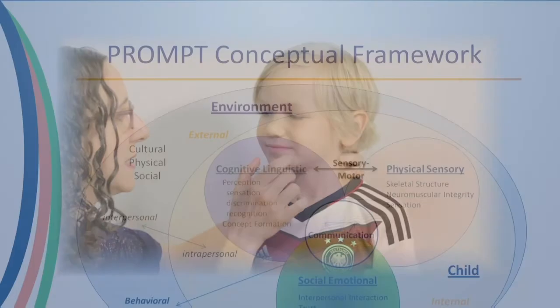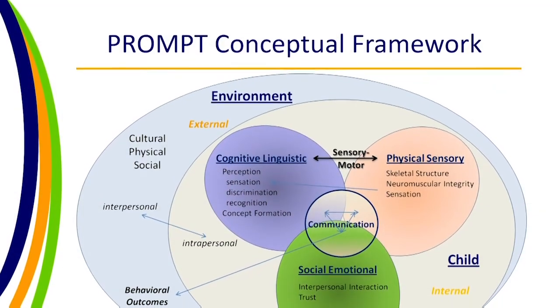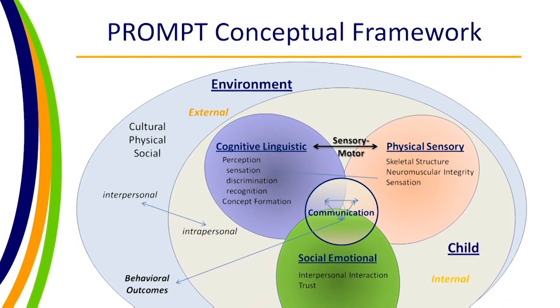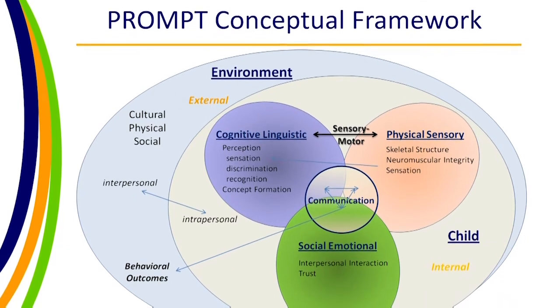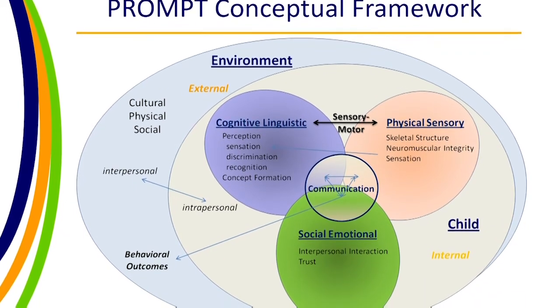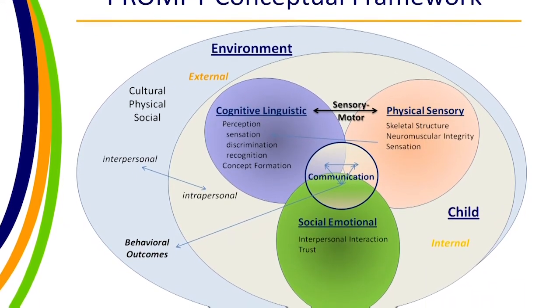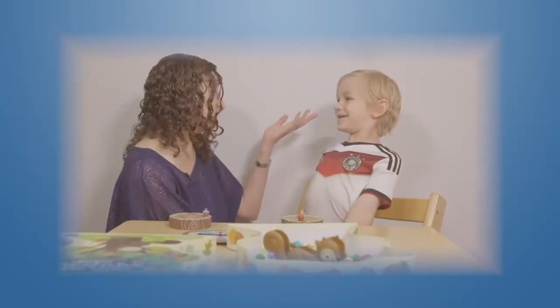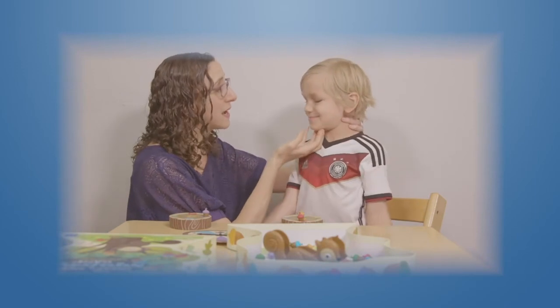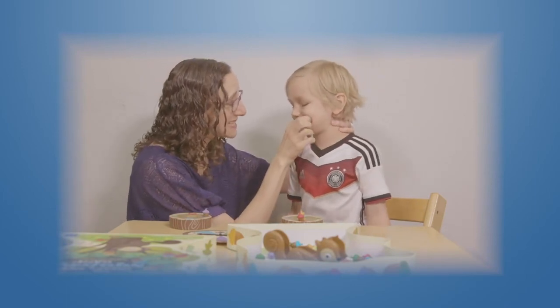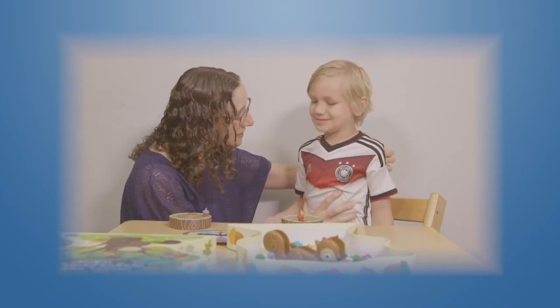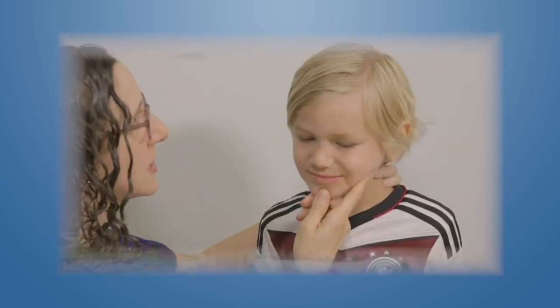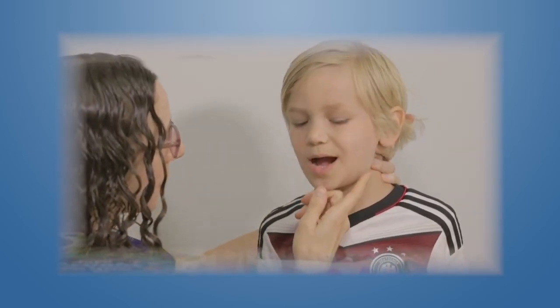lips and tongue. PROMPT approaches communication as an interaction of the physical, sensory, cognitive, linguistic, and social emotional domains within the conceptual framework. All aspects of the child are considered and addressed, not solely speech production. In this video, the child's reasoning and conceptual language skills are targeted to support the cognitive linguistic domain. Support is provided in the social emotional domain to improve task persistence.